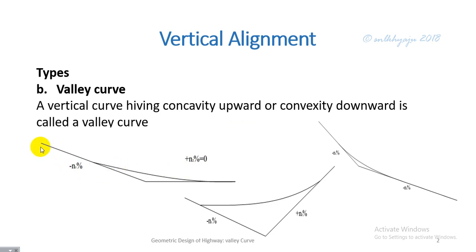For example, when the descending gradient meets the ascending gradient, a valley curve will form. Similarly, when a descending gradient meets the level road, a valley curve also forms. Similarly, when a descending gradient meets another descending gradient, a valley curve also forms.